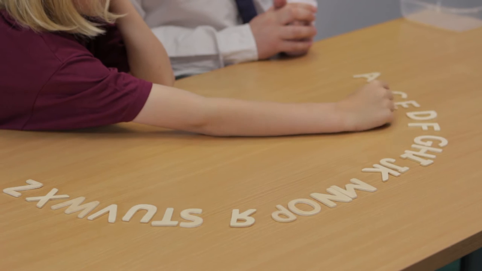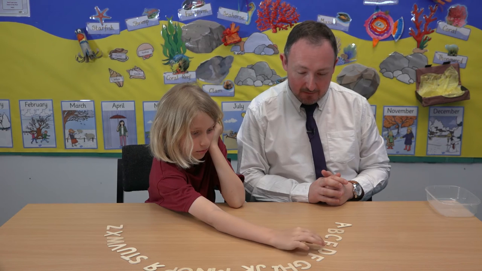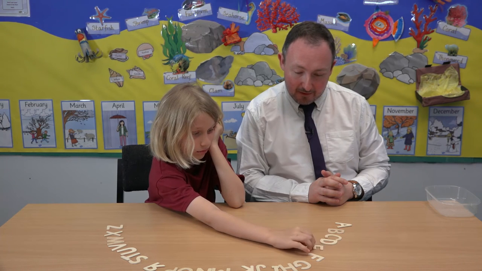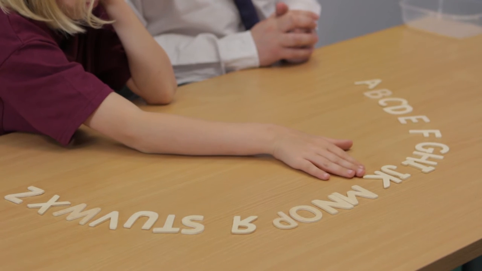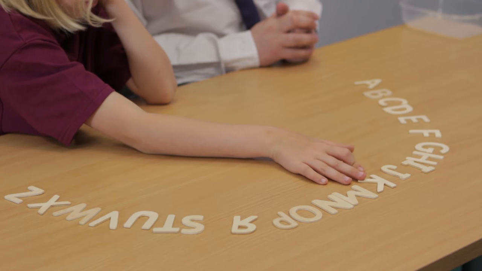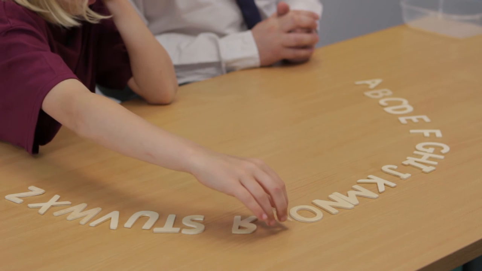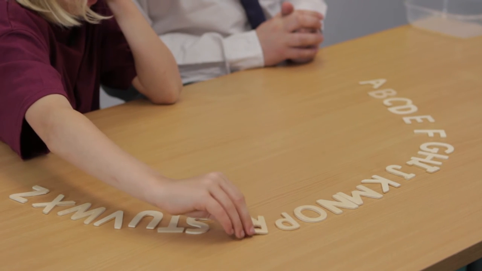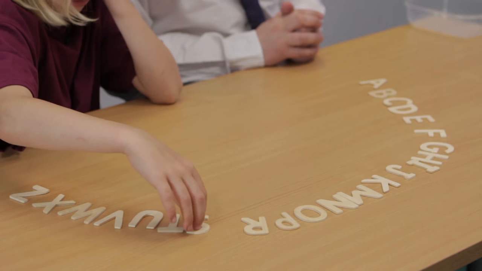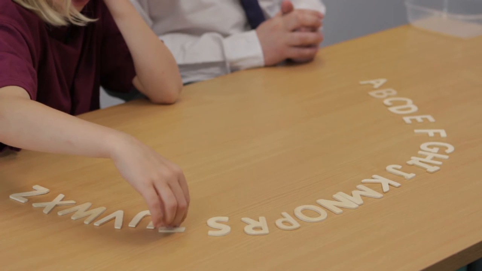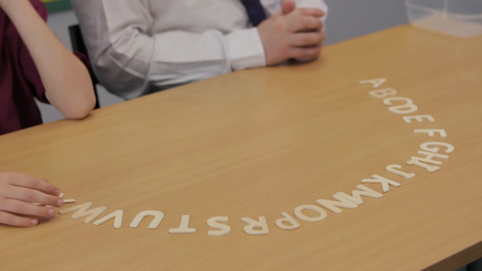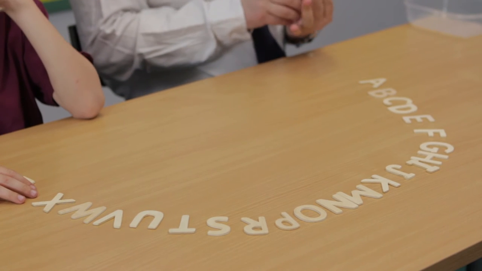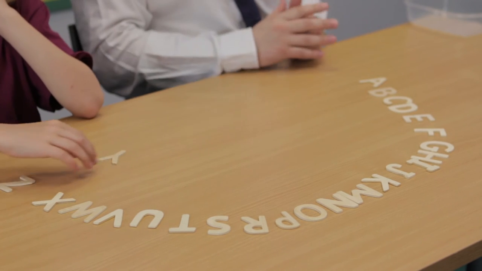Well done. So you've identified the F was facing the wrong way. Fantastic. So D and E were in the wrong place. Well done, the R was facing the wrong way. Okay. Y, well done. So, identify the Y was missing.